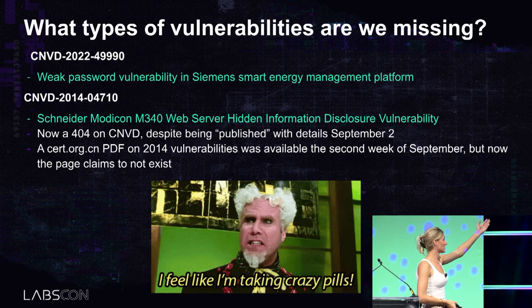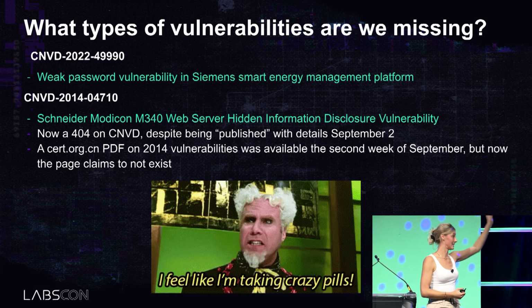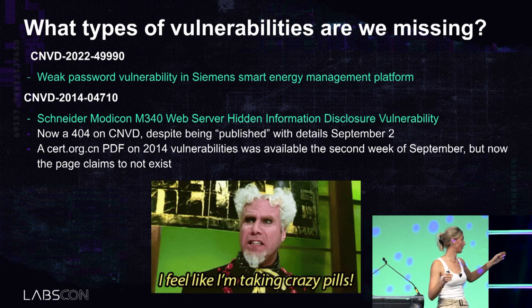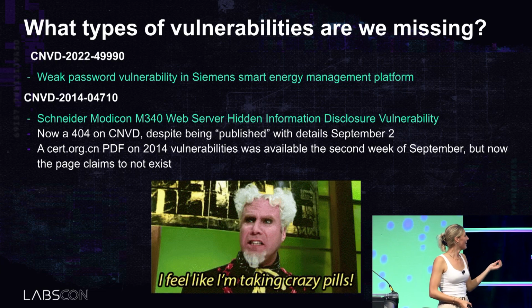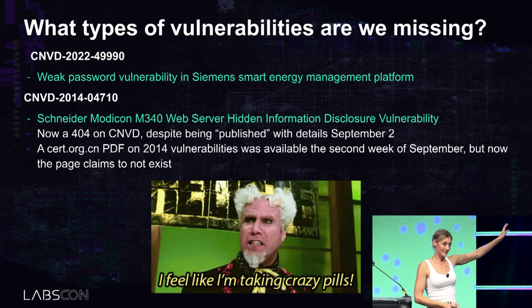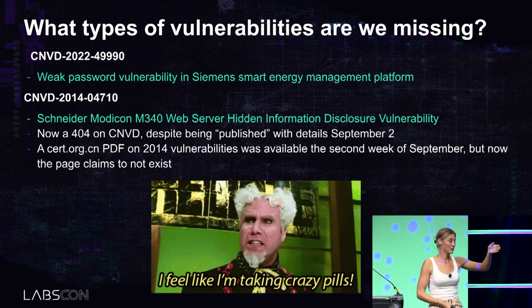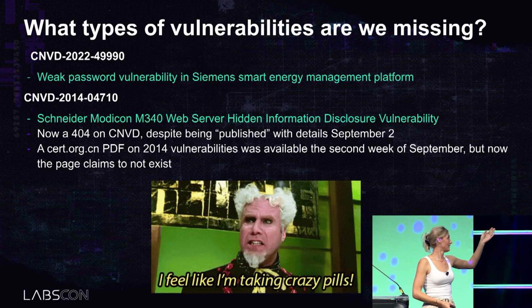Or then you had the Schneider Modicon web server vulnerability, and this was published September 2nd. This one is the bane of my existence, finishing up this PowerPoint, because what happened was I found it on September 2nd, but as you can tell by its labeling, this is where it was at least consistent. It's labeled 2014. It was published September 2nd, 2022, but labeled CNVD 2014.